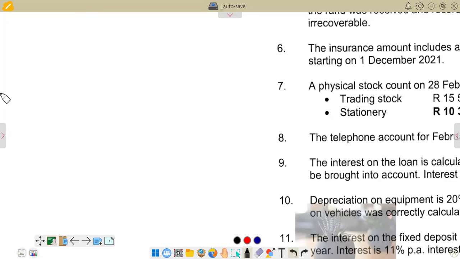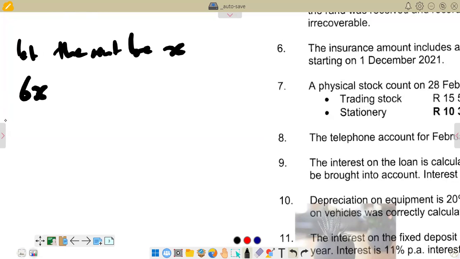So let's say the monthly rent, we can just give it any unknown. You can say let the monthly rent be X before it was increased. So we are saying before it was increased, it was 6 months. So 6 times X, to get 6X, gives the amount before it was increased.